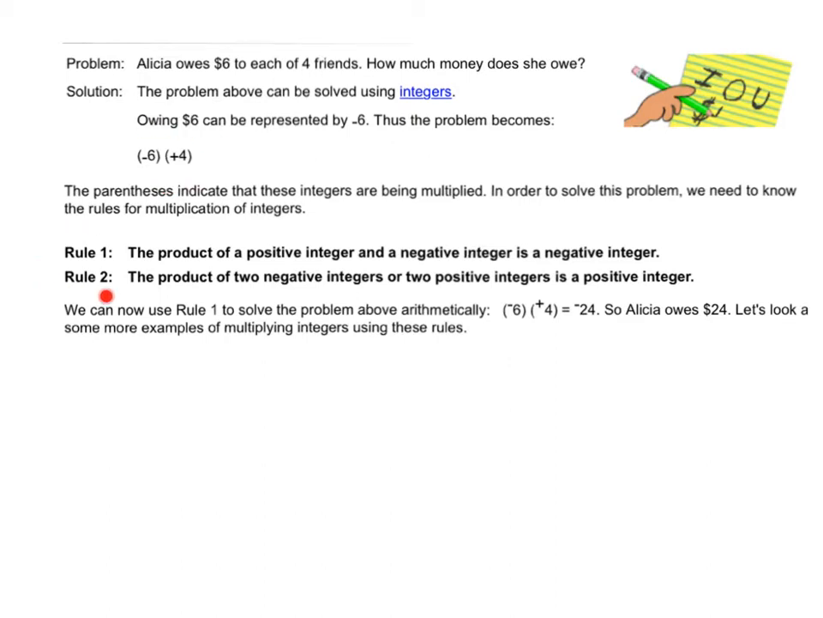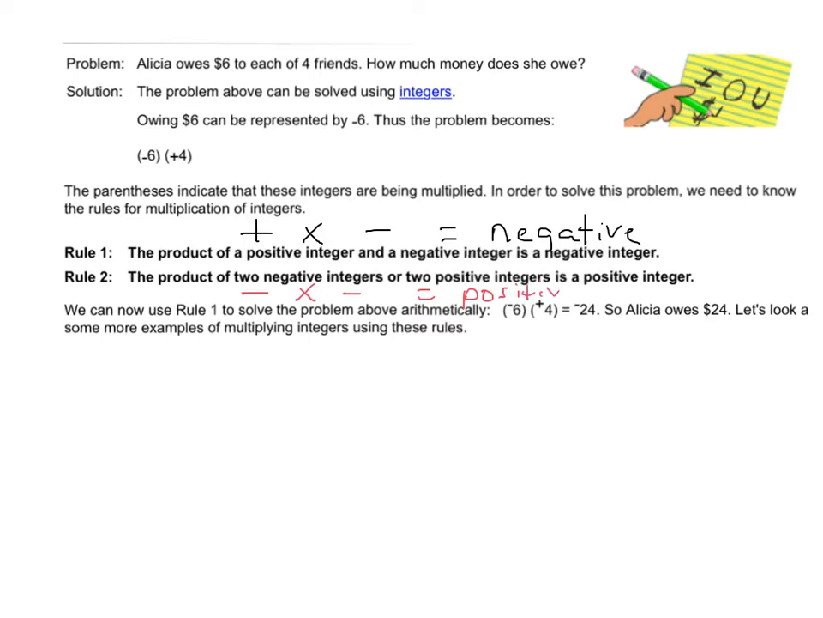So these are our rules that you need to have in your notebook. The product of a positive integer and a negative integer is a negative integer. In other words, a positive times a negative is a negative. Rule number 2, the product of two negative integers is positive. So a negative times a negative is equal to a positive.